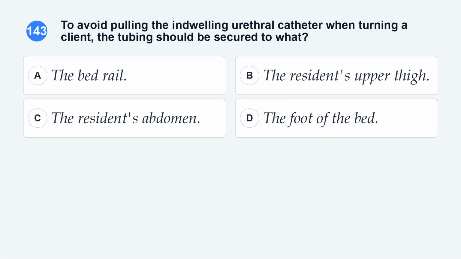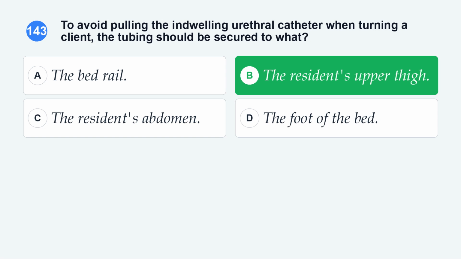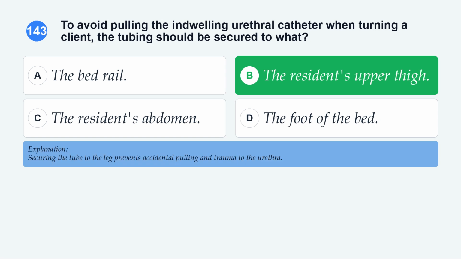Question 143. To avoid pulling the indwelling urethral catheter when turning a client, the tubing should be secured to what? Option A. The bed rail. Option B. The resident's upper thigh. Option C. The resident's abdomen. Option D. The foot of the bed. The correct answer is option B. The resident's upper thigh. Explanation. Securing the tube to the leg prevents accidental pulling and trauma to the urethra.